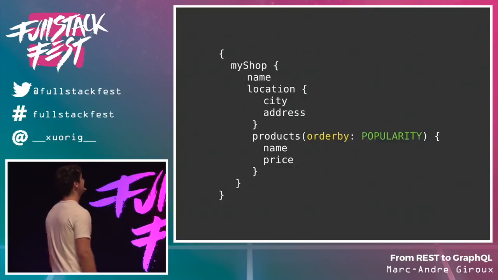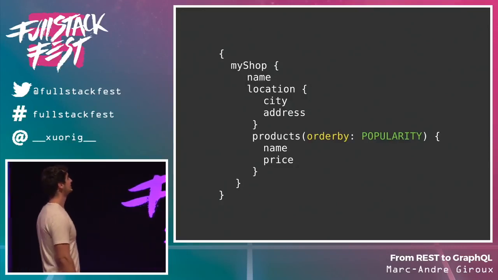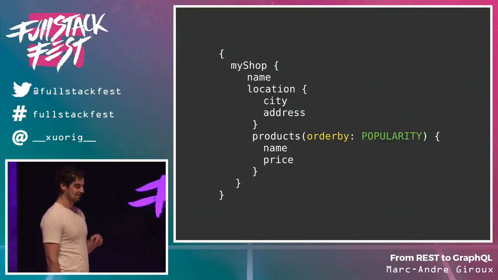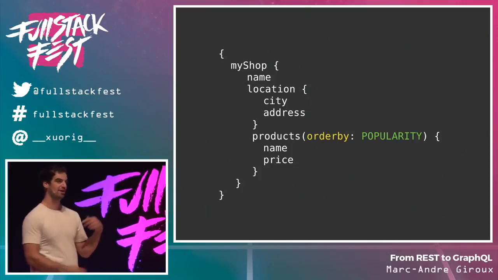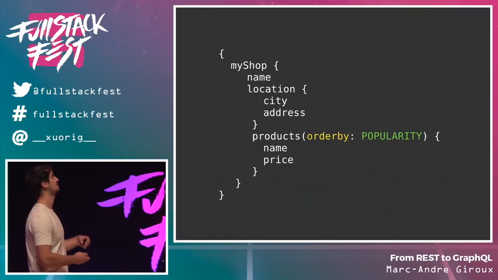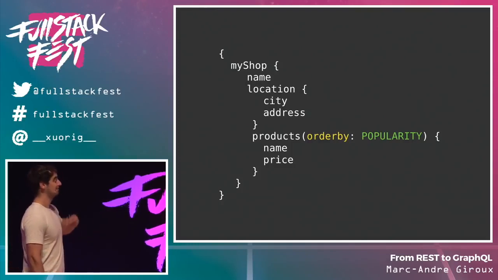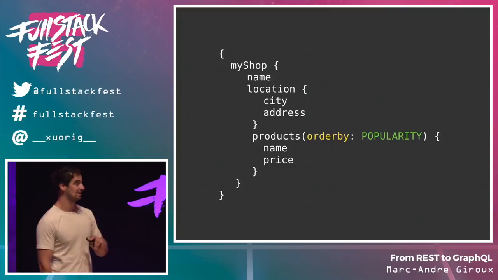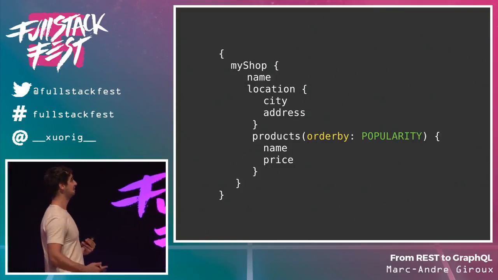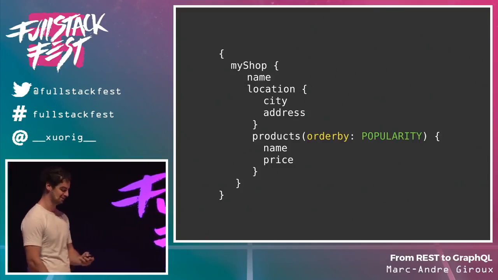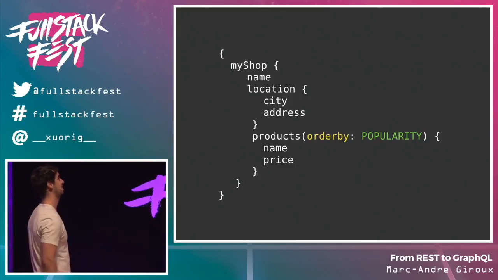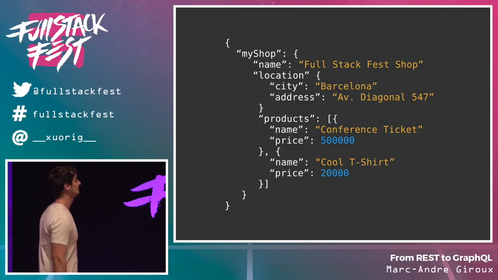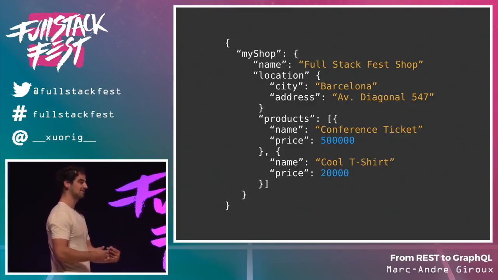So let's take a more complex example this time. We have new things right here. We don't only fetch the name of the shop, we can fetch complex objects, associations on that shop. So I have the location, of which I only want the city address, and a list of products, and I want the name and price of each of those. And there's an order by argument, which is an enum. As you could have guessed, the response is just the query with values.